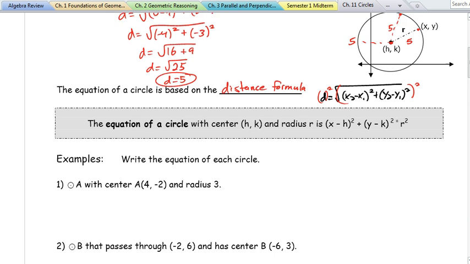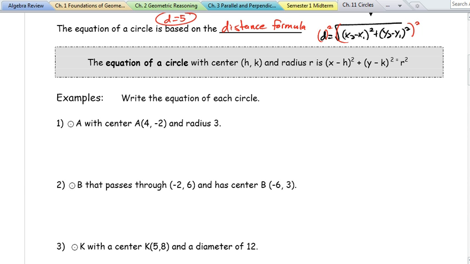So let's look at a couple examples, and I'll show you that that's a pretty simple idea. Write the equation of each circle with center 4, negative 2, and radius 3. I'm going to start by writing down the equation of a circle. So we have x minus h squared plus y minus k squared equals radius squared. So the center we're going to plug in is x minus 4, because it's already asking for a minus, squared, plus y minus a negative 2, so it's going to be plus 2 squared, equals your radius 3 squared is 9. And that's it. You're done. It's as simple as that.